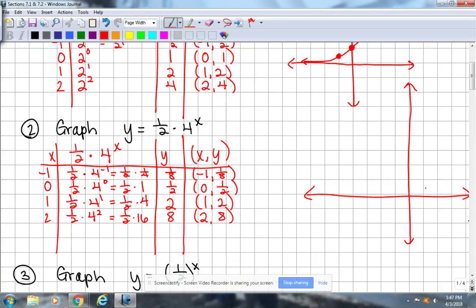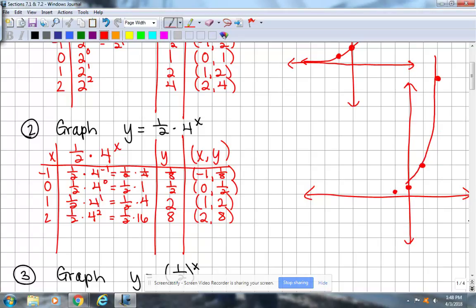So I go left 1, up 1/8. That's a really tiny amount. And then 0, a half. Then right 1, up 2. And then right 2, up 8. 2, 3, 4, 5, 6, 7, 8. It's kind of tall. Let me double check my counting. 2, 4, 6, 8.